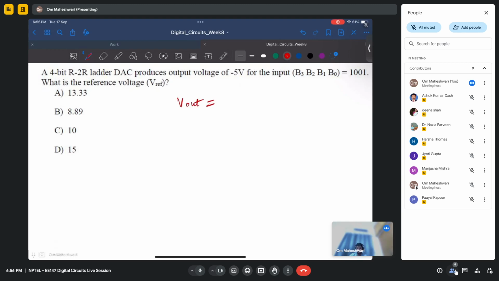V out equals Vref upon 2 to the power n into V in. The input is 1001, so V in is 9 volts, and V out is -5. So you have to find Vref.